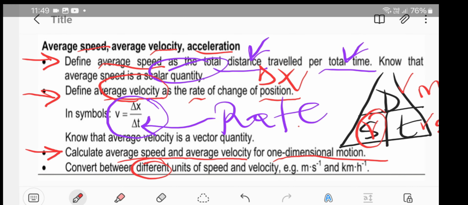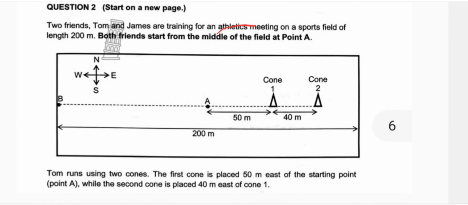Right now. So we have a question in front of us. They say two friends, Tom and James, are training for an athletics meeting on a sports field of length 200 meters. That's fine. I like the fact that the 200 meters, they've also shown you there in terms of a diagram. Remember that as physicists, sometimes the long English can be boring to us, so we want to make things a little bit more visually appealing. So we can see the 200 meters there, which is of course the length of the sports field.